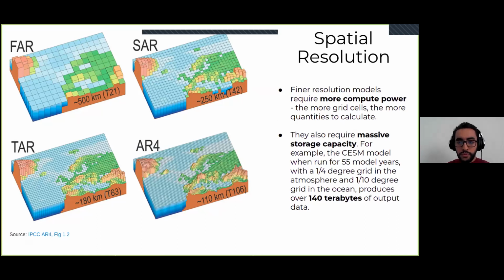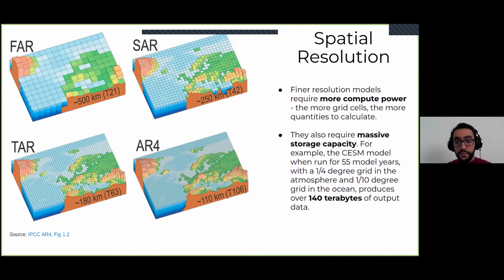So finer resolution needs, of course, more computing power, as I said. The more grid cells you need, the more quantities you need to calculate. If you have more grid cells, you calculate more quantities, which means more computing power, not very complex here. But don't forget that they also require massive storage capacity.